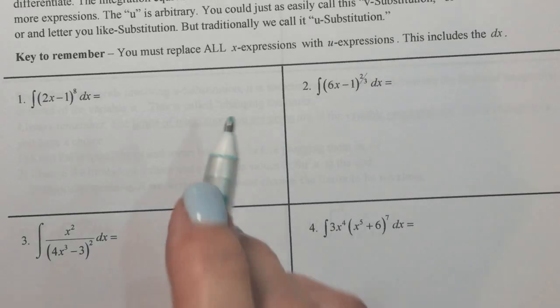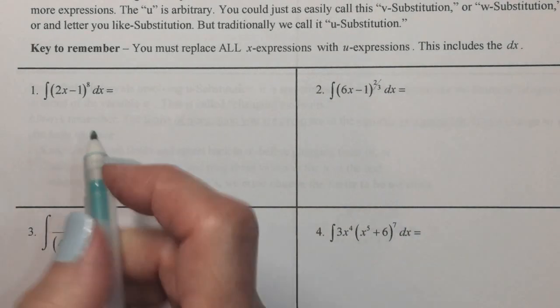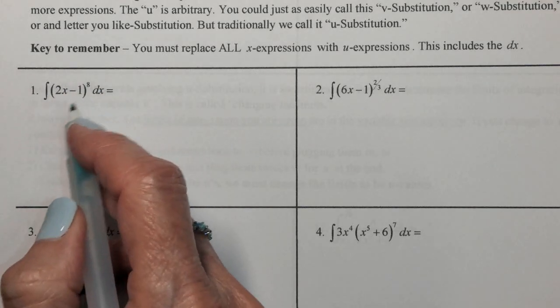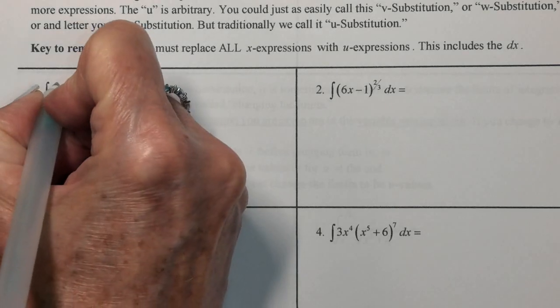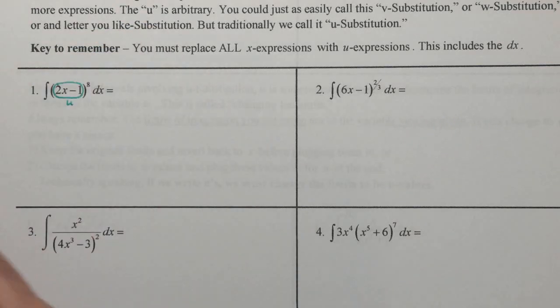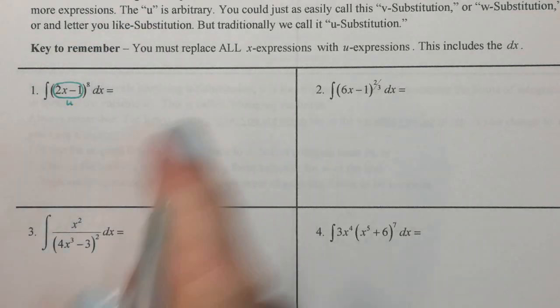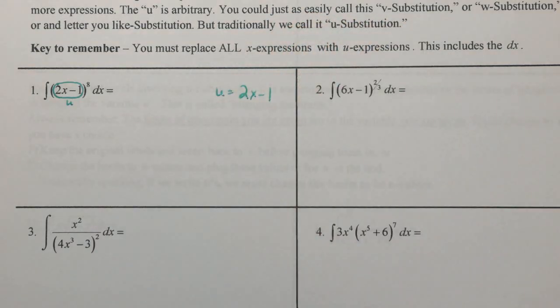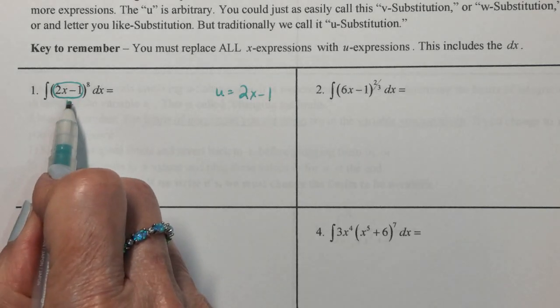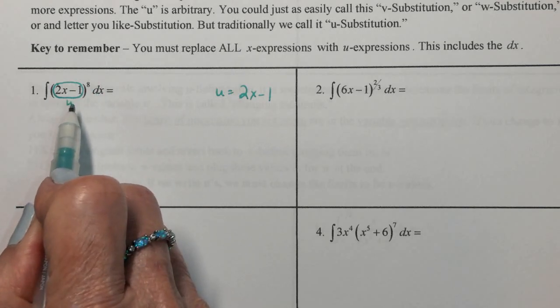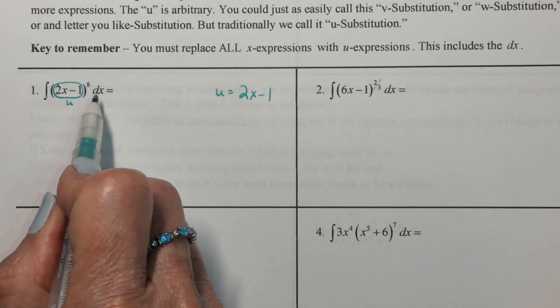Okay, let's go ahead and get started. So when I see an integral with something being raised to a power that is not a plain x, I think to myself, that is going to be my u. What is being raised to the power is going to be my u. So u will equal 2x minus 1. Now we're going to take the derivative because I'm doing a u-Substitution, but I still have x's. When you do a u-Substitution, we need to change the dx to a du.